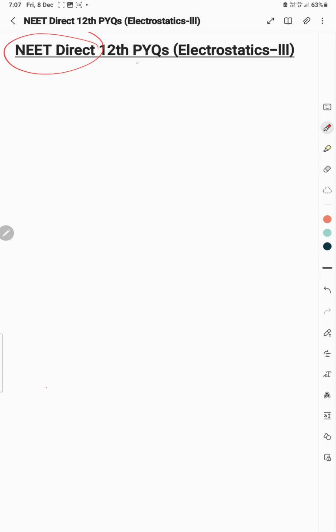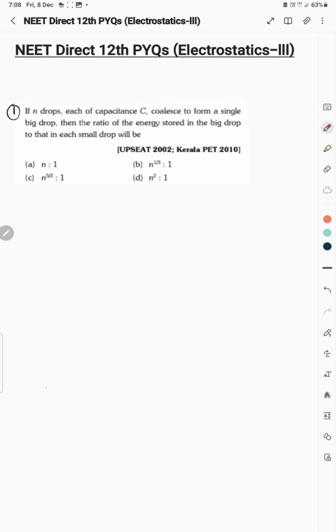Today we shall be discussing previous year questions from various competitive exams from the chapter of electrostatics, part 3rd. So let's start with the questions first. N drops each of capacitance C coalesce to form a single big drop. Then the ratio of the energy stored in the big drop to that of the small drop will be. This is a question, but first let us analyze it.